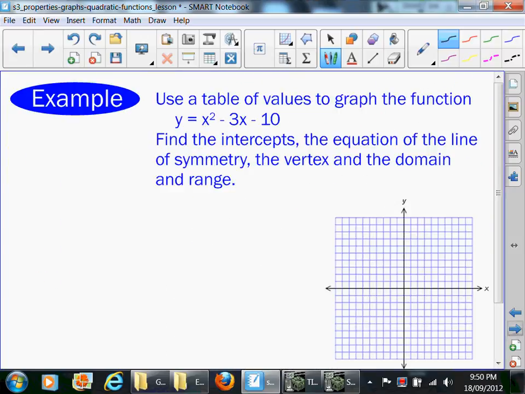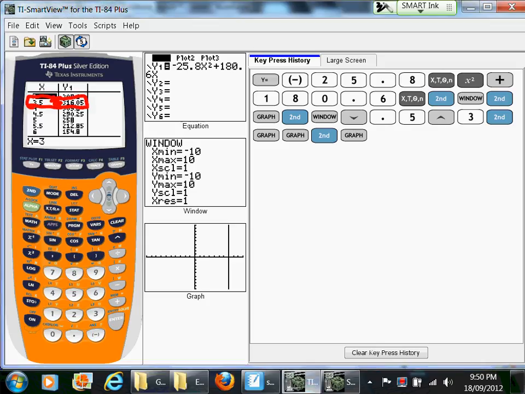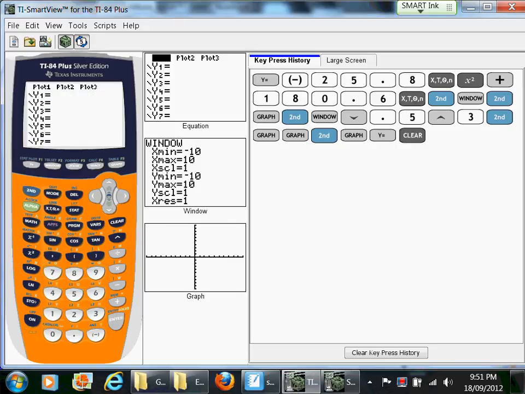Next example. Use the table of values to graph the function y equals x squared minus 3x minus 10. Find the intercepts, the equation of the line of symmetry, the vertex, and the domain and range. So it's x squared minus 3x minus 10. So going back to our equation here, now I have to clean up my mess. Now I'm going to go back to my y equals, and I'm going to kill this equation, and I'm going to type in x squared minus 3x minus 10. There we go.